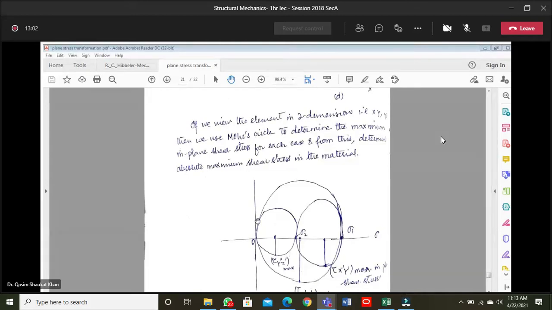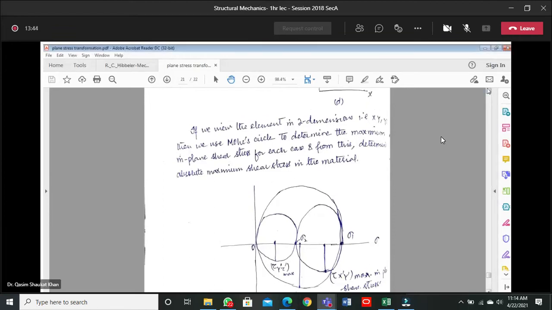And the maximum shear stress, as we have determined, will be equal to the radius. So the maximum shear stress tau YZ dash maximum will be this one, and its value will be from 0 to sigma 2. So this will be sigma 2 over 2, because this total is the diameter sigma 2. So the absolute maximum shear stress will be the radius, d by 2, so sigma 2 divided by 2. This is the maximum shear stress for the YZ plane.